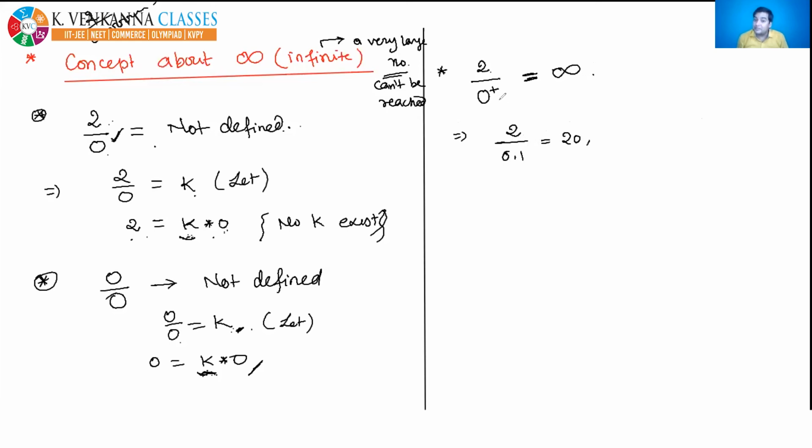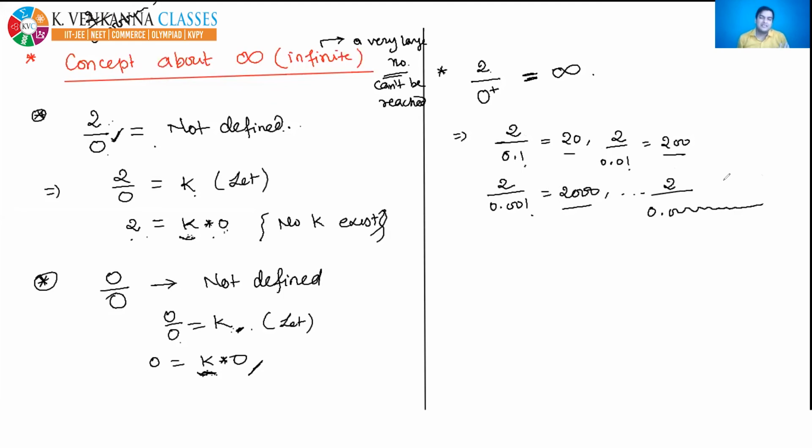Okay, so decrease the denominator, because we have to carry it up to approximately 0. If I decrease the denominator to 0.01, then you will get 200. If I decrease it further to 0.001, then you will get 2000. See carefully: here 0.1, here 0.01, here 0.001. If we decrease the denominator, the output is increasing very rapidly: 20, 200, 2000.